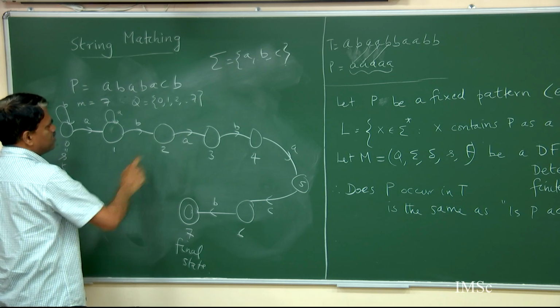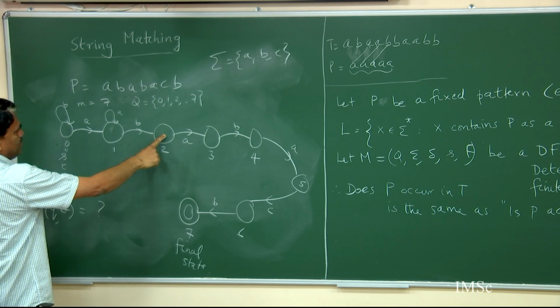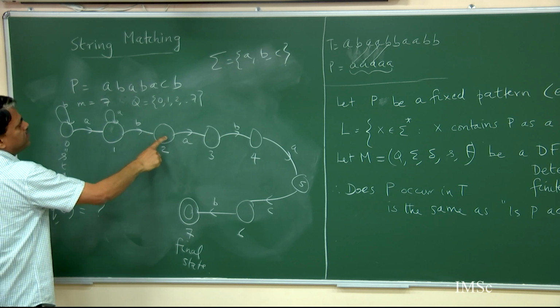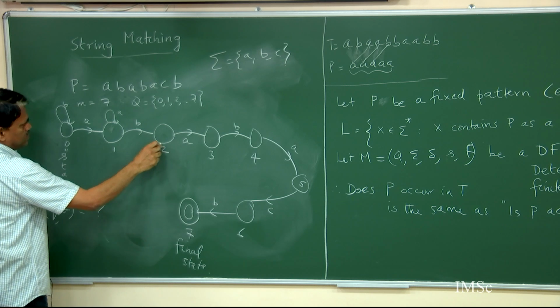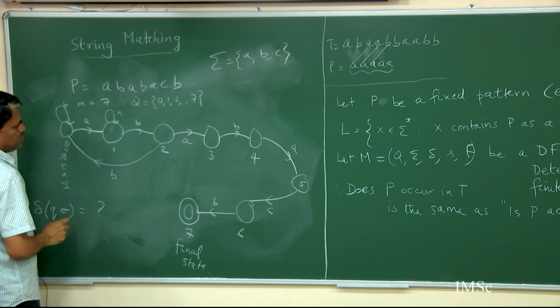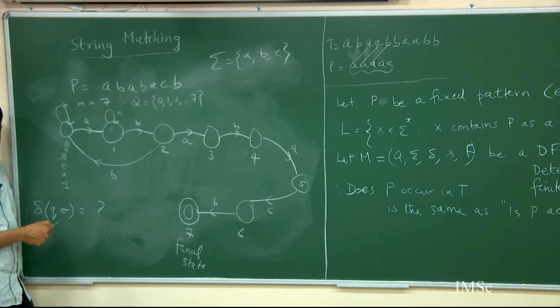If I get a B, what should I do? So what is my state? I've got A, B, B. So the suggestion is to go back to 0, because I haven't found any match. A, B, B, if I get a B, I just go back to 0.